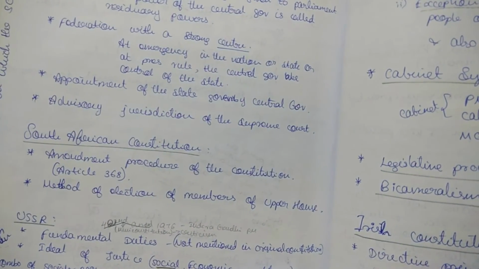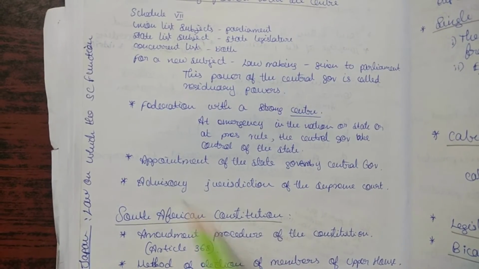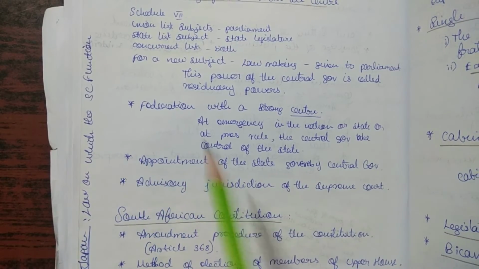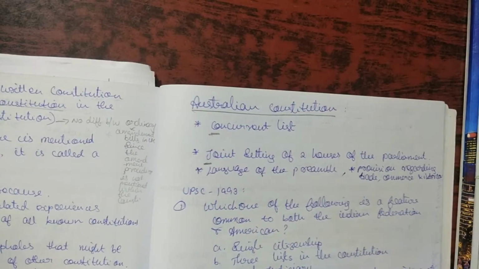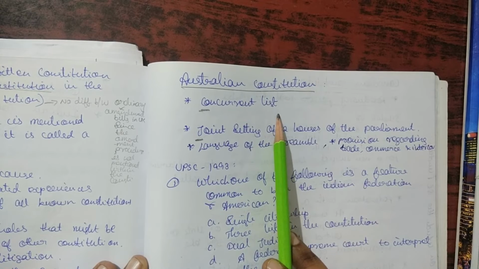And a law on which the Supreme Court functions. From Japan also we have borrowed a concept, that is the law on which the Supreme Court functions. So there are many other sources from which our Indian constitution has borrowed. And one more thing, from the Australian constitution we have borrowed the concurrent list.